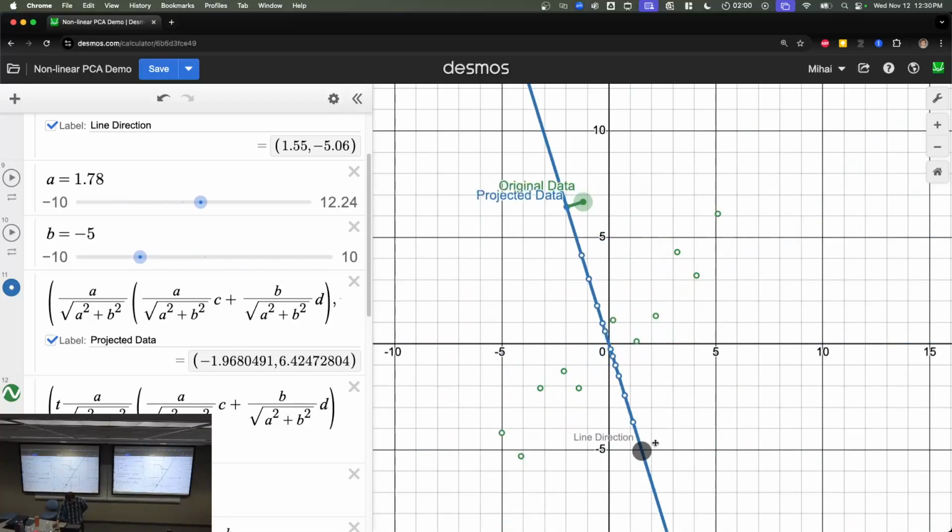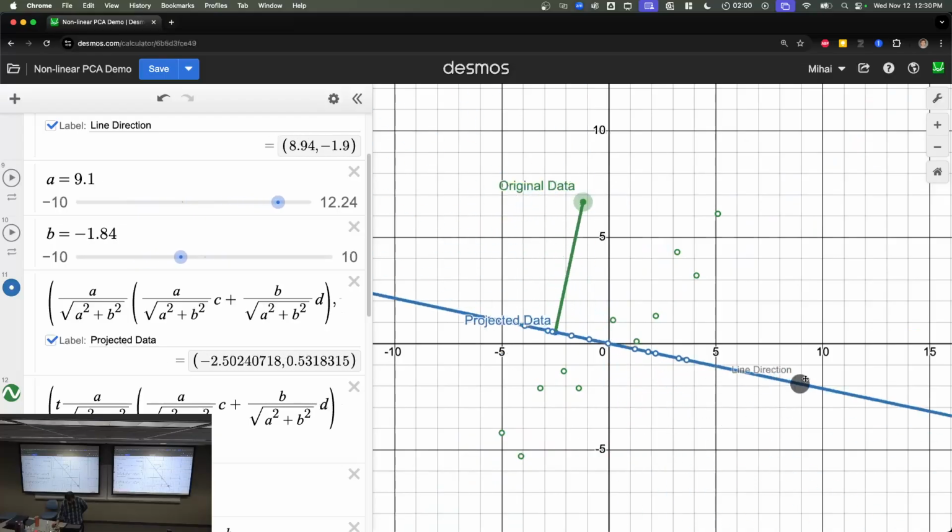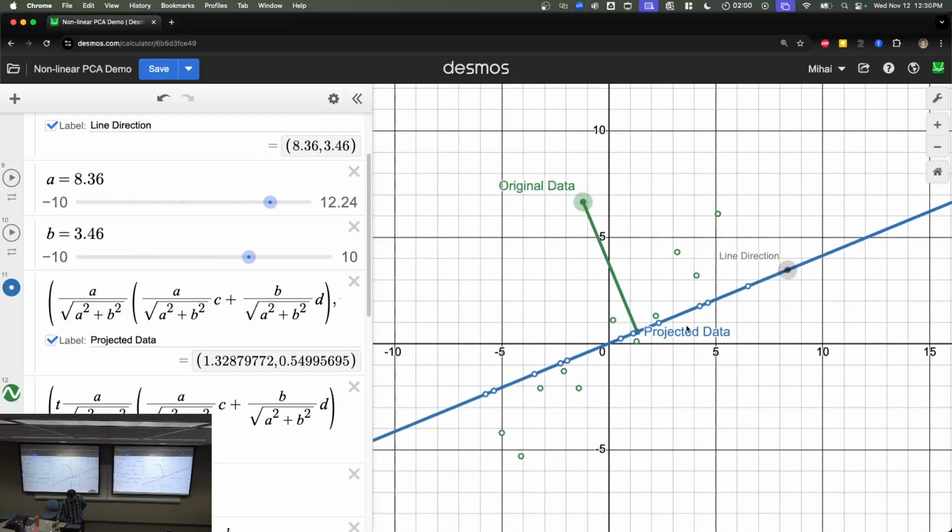And the question is, what should we do? How should we choose which way is the best? What way should we do it? Okay, and so that's what we're going to look at.